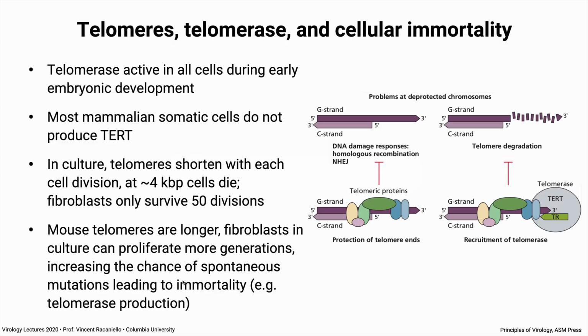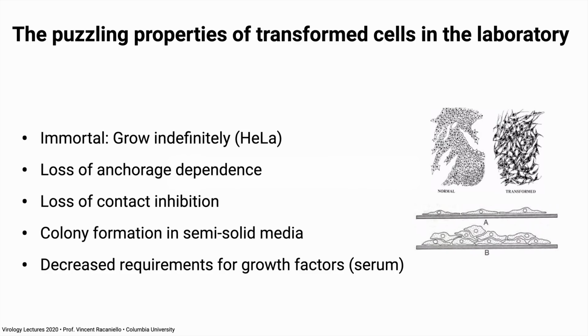So these kinds of mutations that lead to immortality can be in a variety of genes, as you'll see in a moment, but some of them could increase telomerase production, turn it back up, and those cells would be immortal. So that's what's going on there in cell culture. A summary of what a transformed cell is.